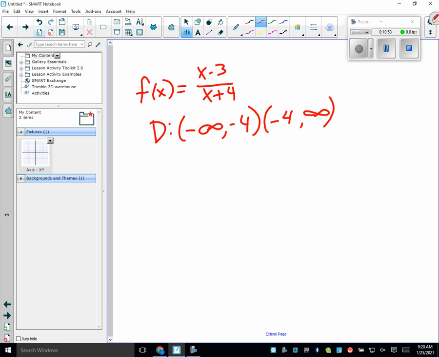The easy way to do it is just take the denominator, set it equal to 0 and solve, right? So do you not have to find the range? No. You have to graph it to find the range. You can't find the range off of the equation.